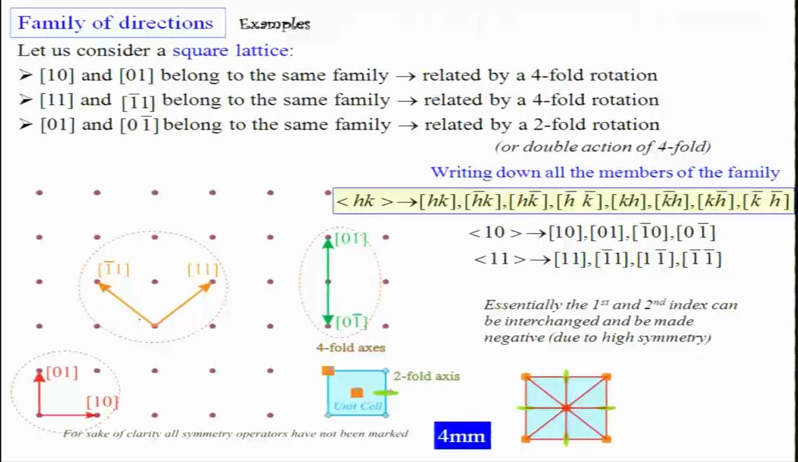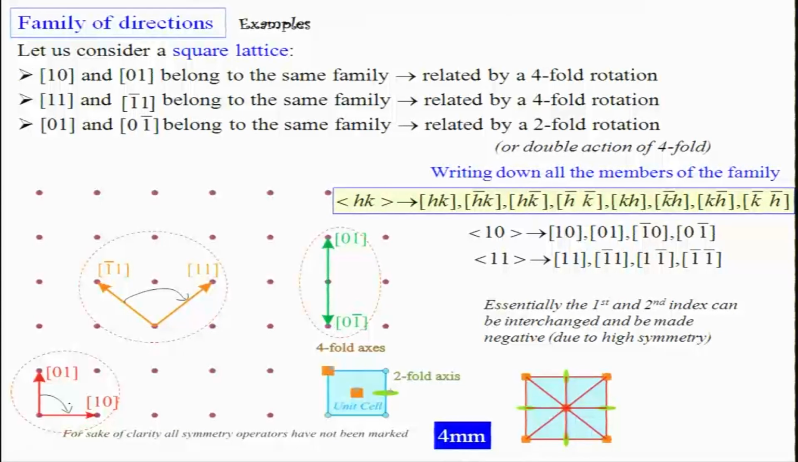You can see that in this case, if there is a four-fold rotation within the plane, then the 1 0 and 0 1 directions are equivalent, 1 1 and bar 1 1 directions are equivalent. So, if you rotate it by four-fold, you will get back the same configuration. So, this can be rotated by 90 degrees because there is a four-fold. Similarly, 0 1 is equivalent to 0 bar 1 because there is a two-fold axis which is present. Okay. Now, this is about when the motif is a simple single atom.